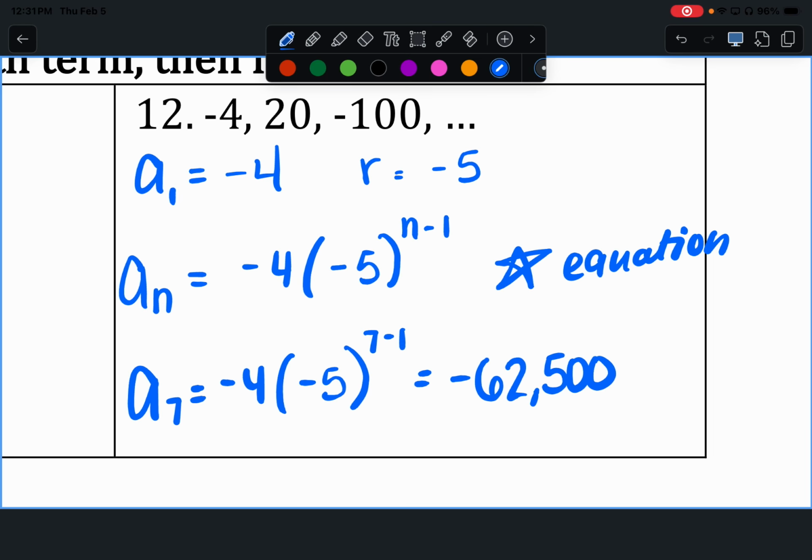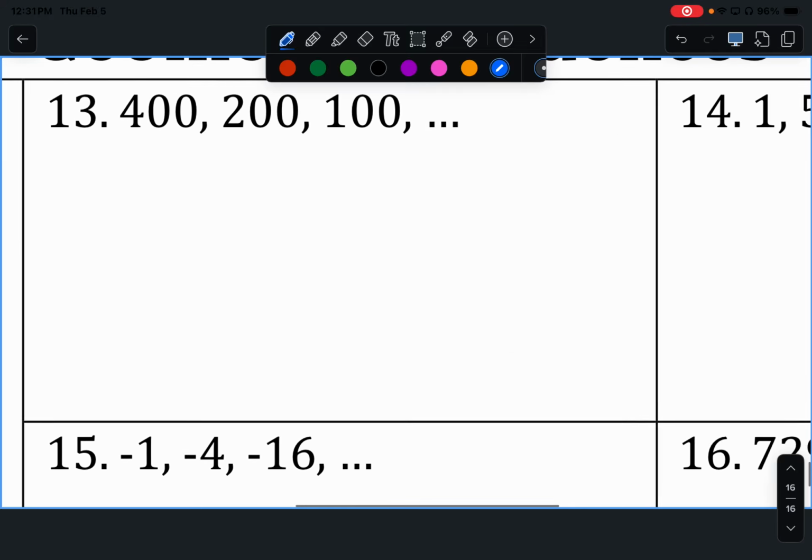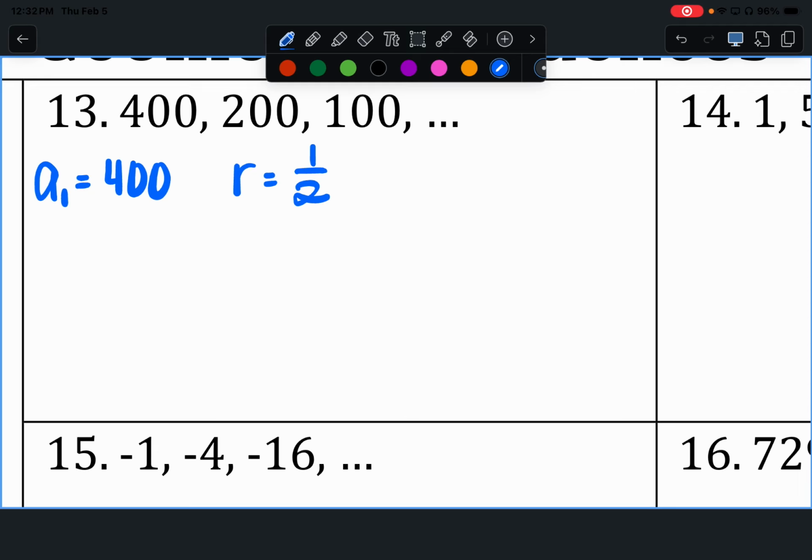Okay, so now we're going to go ahead and look at 13, 15, and 17 on the back. Okay, for question 13, what is our first term? 100. What is our common ratio? 1/2. So when we set this up for the generic equation, for any term, I will say what? 400 times 1/2 to the n minus 1.